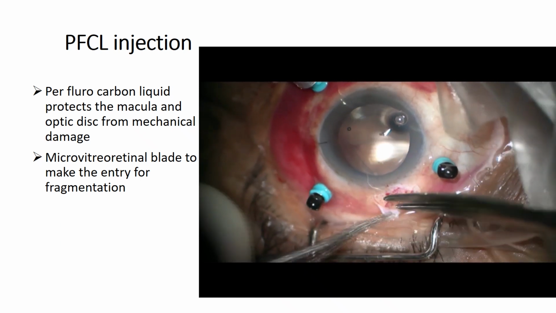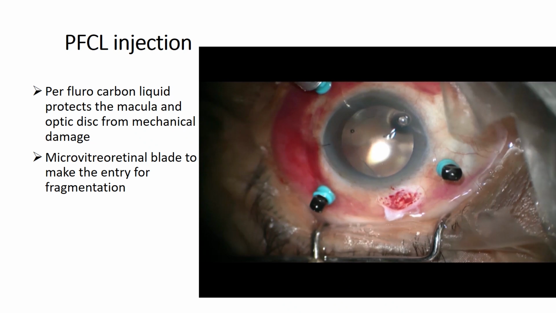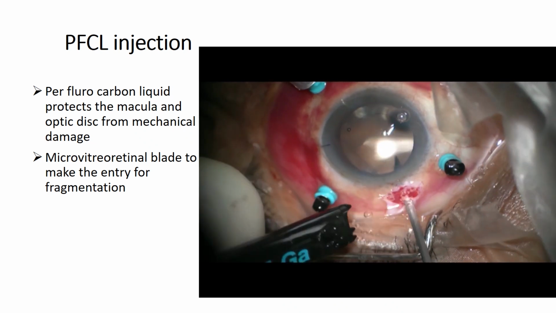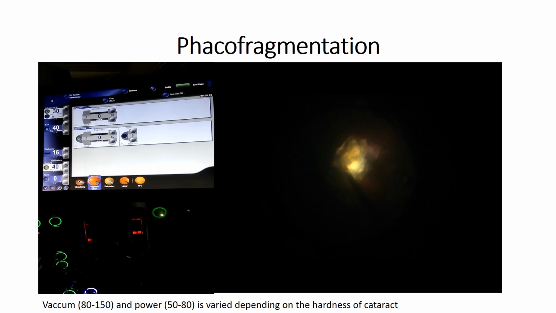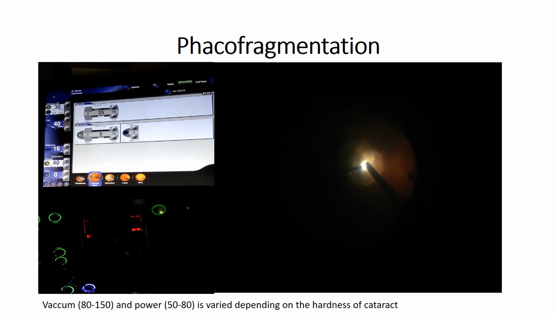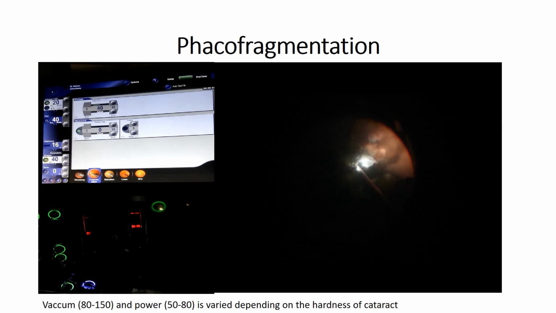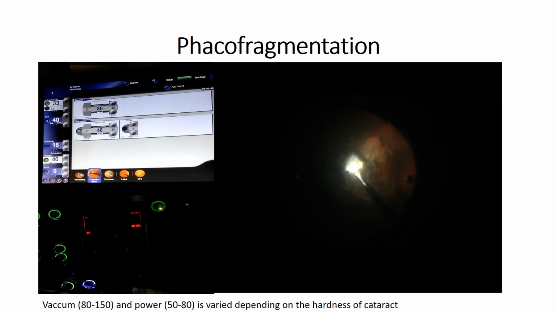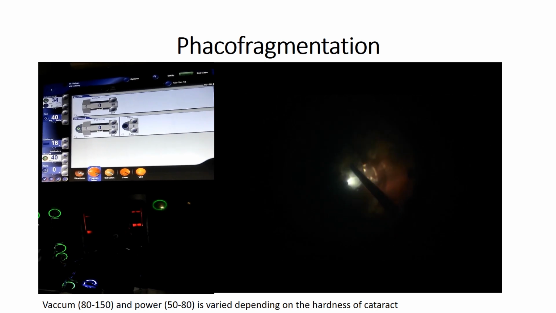Make an MVR incision which is around 3 mm away from the limbus, and once you have made a peritomy, you can go in with the help of a phacofragmatome at vacuum 80 to 150 and a power of 50 to 80 depending upon the hardness of the cataract, and do a phacofragmentation.